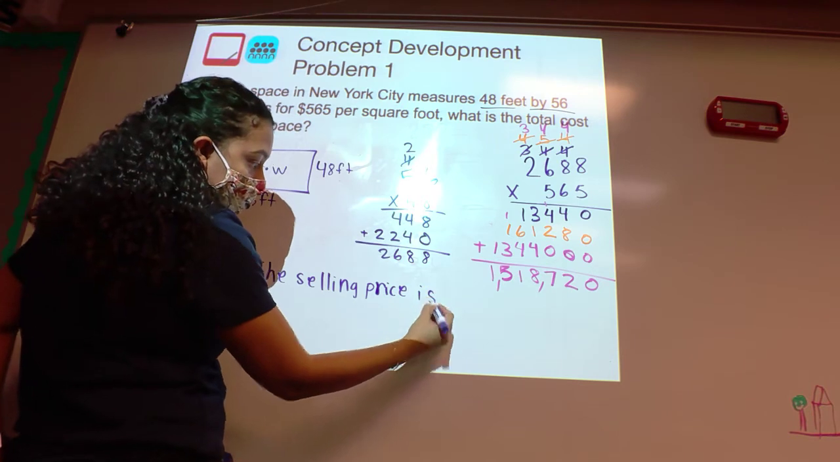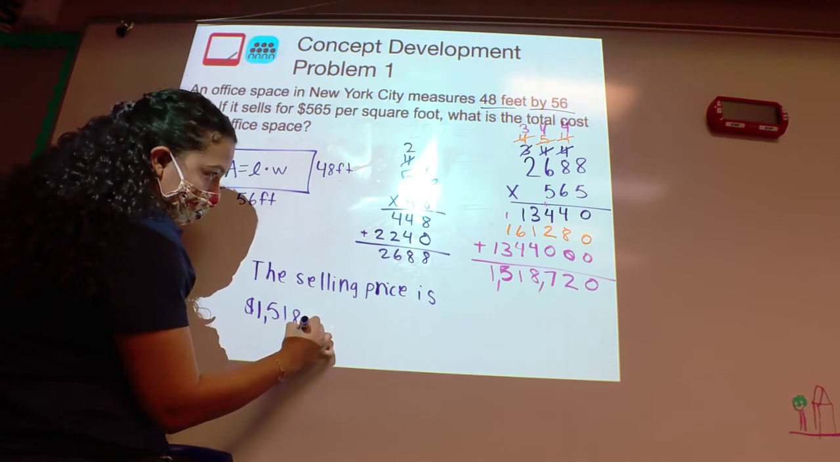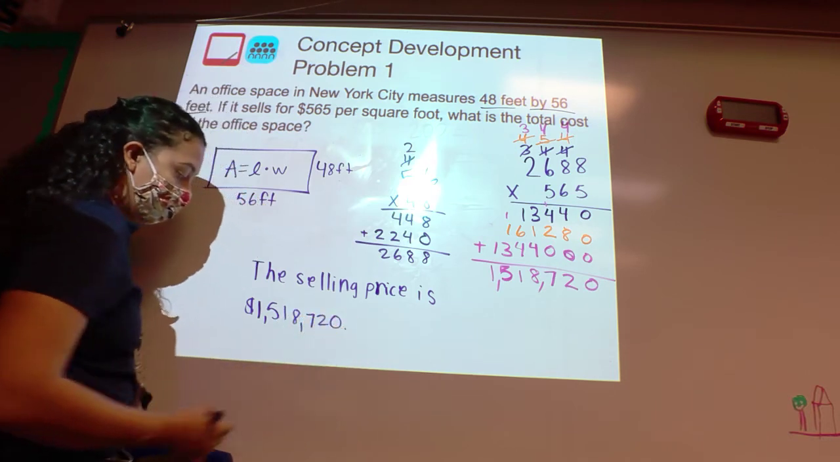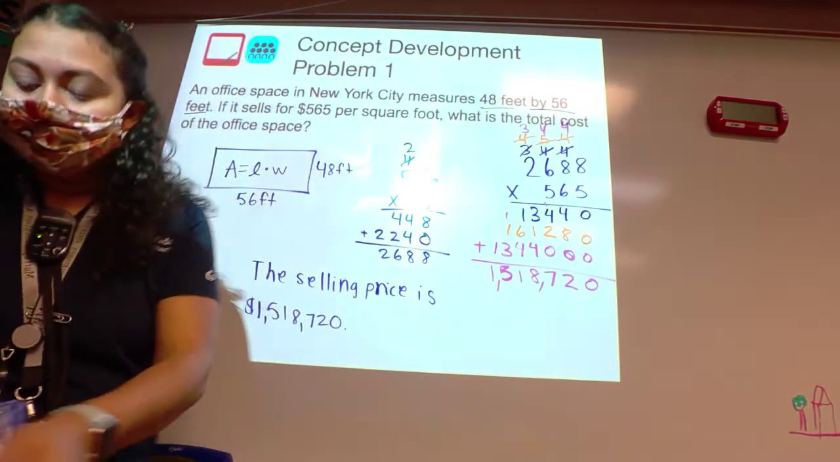I would not pay that much. $1,518,720 in New York City. I wouldn't pay this much. I think that's a good one. Yeah, I would only pay that much if I got 1,000 feet in both the height, width, and length. Okay, got it? Hold on. Yep, I got it.